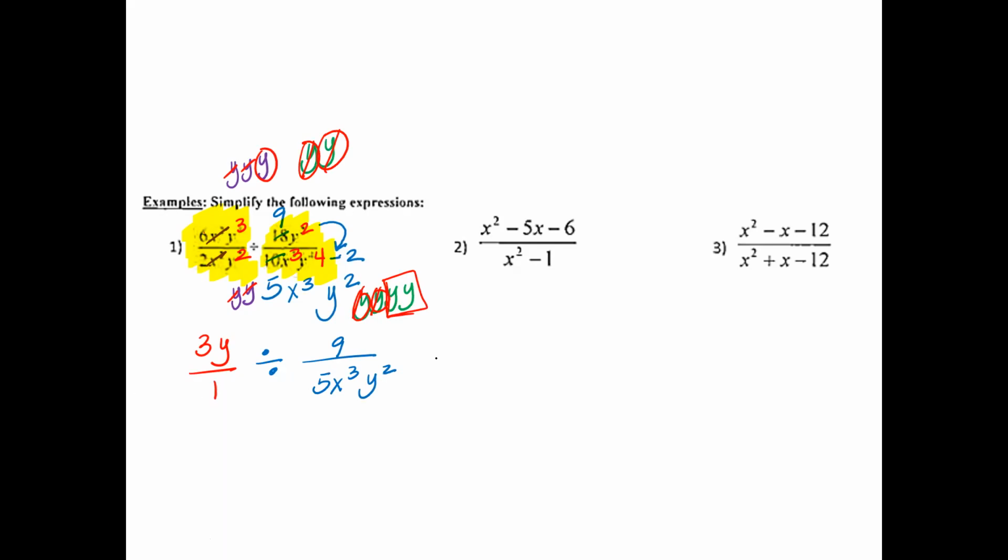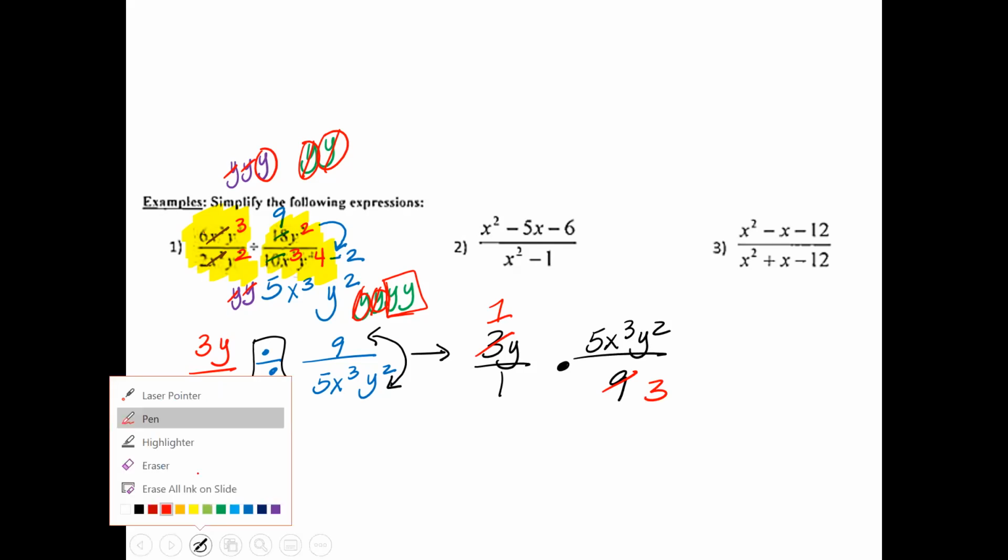My next step from here is 3y over 1 times. You change that division to a multiplication, but then what happens to your second fraction? You flip it to the reciprocal. So you have 5x cubed y squared over 9. Before you multiply across, you ask yourself, is there anything else I can cancel and reduce? Top and bottom, I have a 3 and a 9. 3 divided by 3 gives me a 1, and 9 divided by 3 gives me a 3. So I can cancel that one more time.